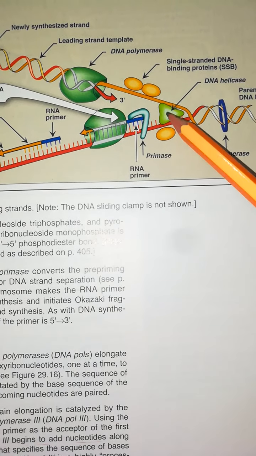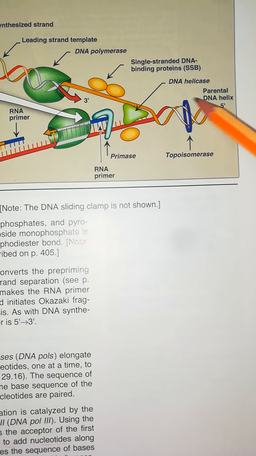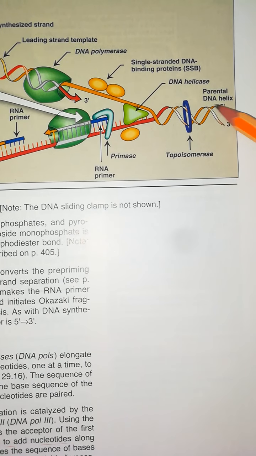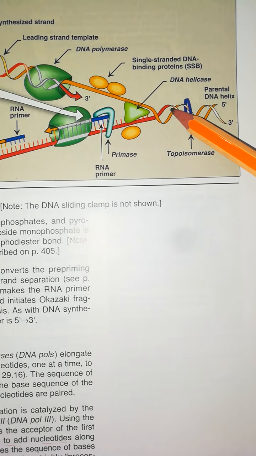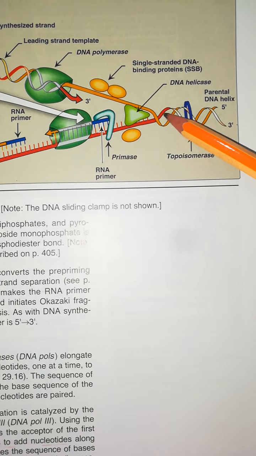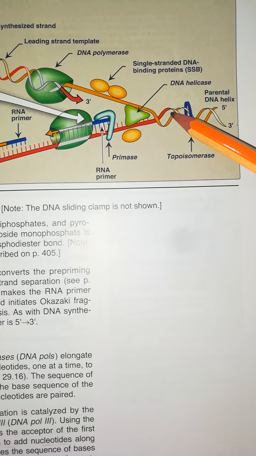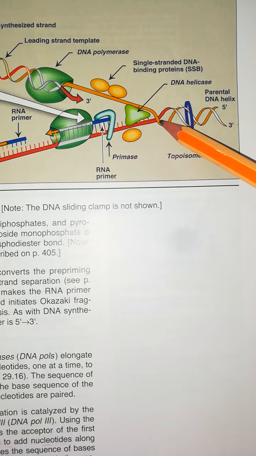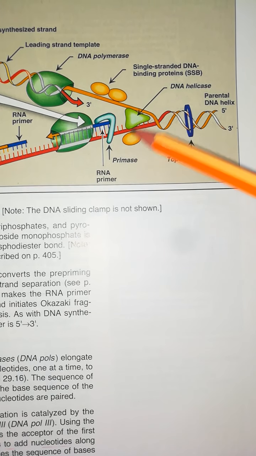And helicase is continuously unwinding the twisting form of DNA. This helicase causes unwinding of the strand, and during unwinding the hydrogen bonds are separated, and ultimately the double strand separates from each other.